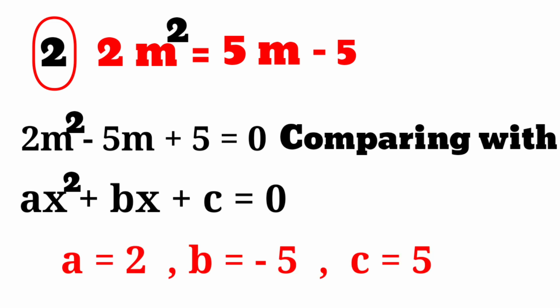Coefficient of first term is 2. Coefficient of m is minus 5. Value of a is equal to 2. Value of b is equal to minus 5 and c is equal to 5.